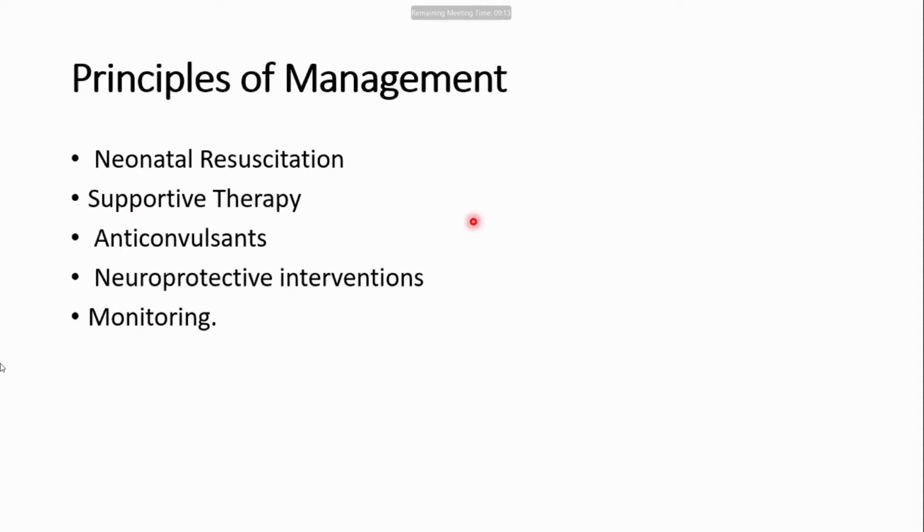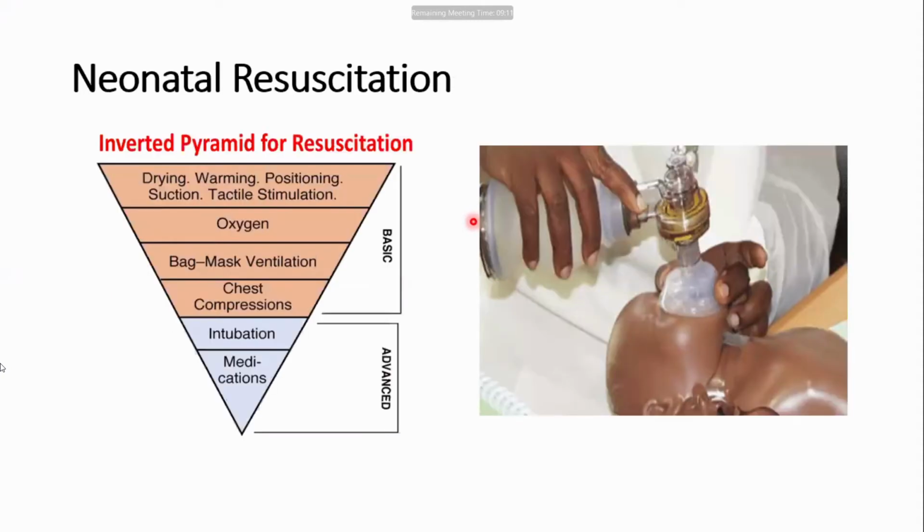The first one is neonatal resuscitation. Now, you'll have a separate class in neonatal resuscitation, and you'll have basic training in basic neonatal resuscitation when we are in the final year. So I'll just be talking briefly about neonatal resuscitation. Once the baby is born, this is the inverted pyramid of resuscitation. So you have basic resuscitation and you have advanced resuscitation. All the MBBS graduates should be trained with basic newborn resuscitation.